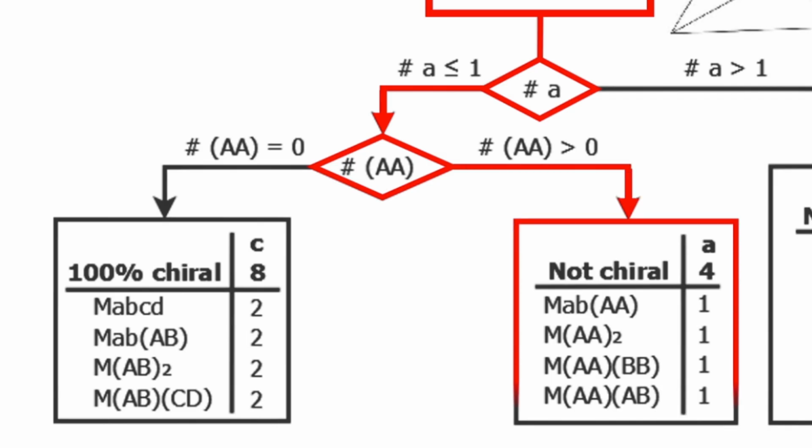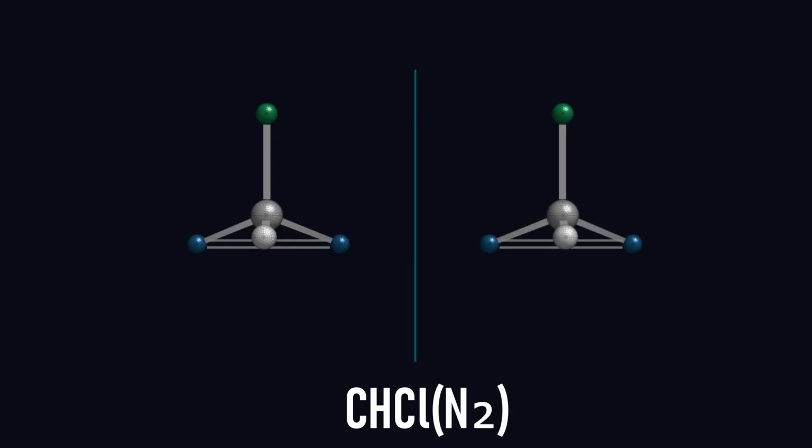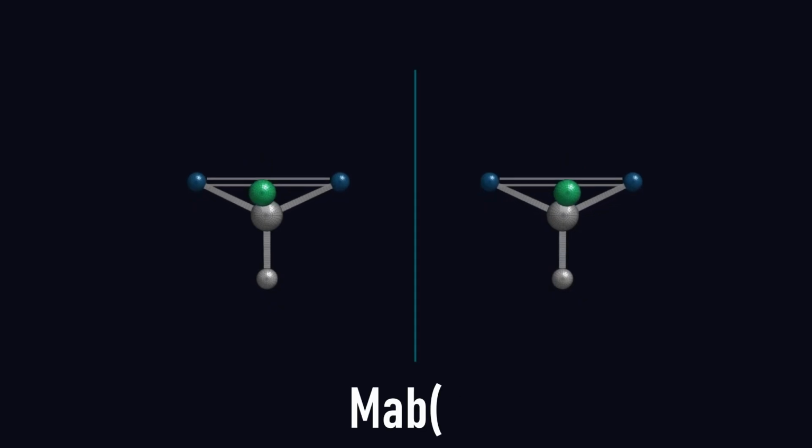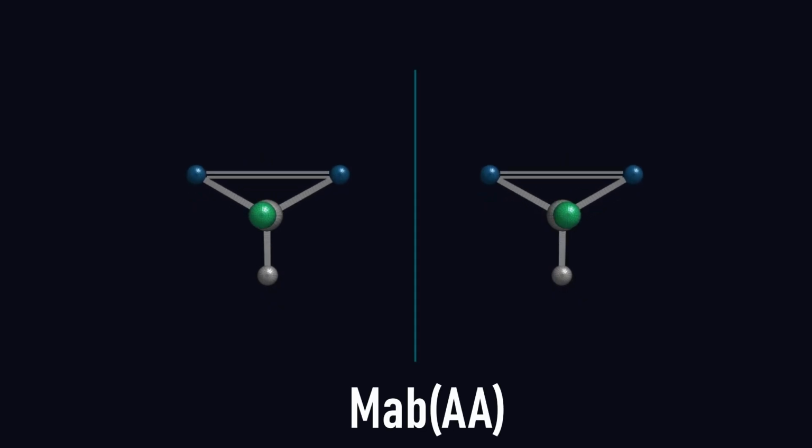If yes, still not chiral. The 2 equivalent coordinating atoms of AA create a mirror relationship. Such is the case of chlorodiazarine, of chemical formula CHClN2. In our formalism, this molecule has the generic formula MABAA. Therefore, the molecule is not chiral.